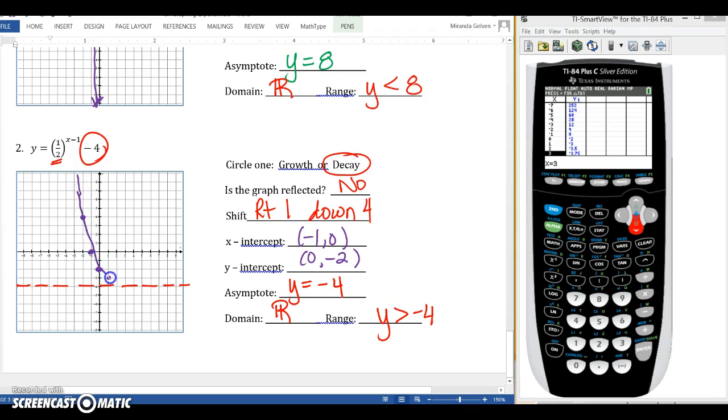Go ahead and connect the dots. Hopefully yours looks a little nicer than mine. And there we go. So again, making sure you understand all the non-calculator type of questions I could ask. That final product of getting it on the graph, we're going to use that calculator.